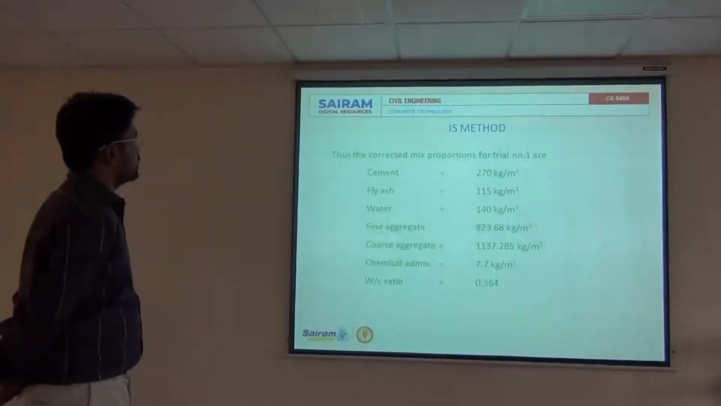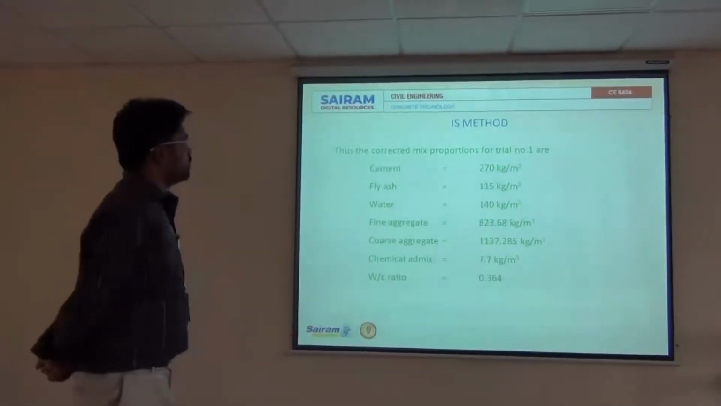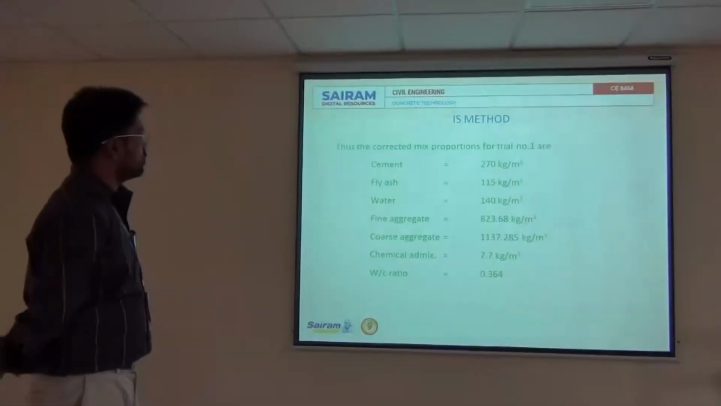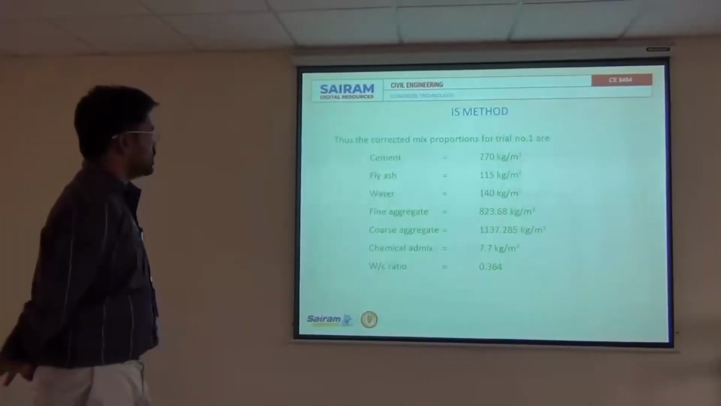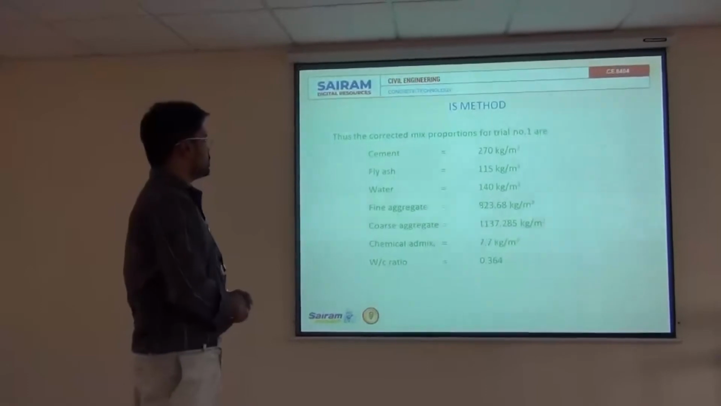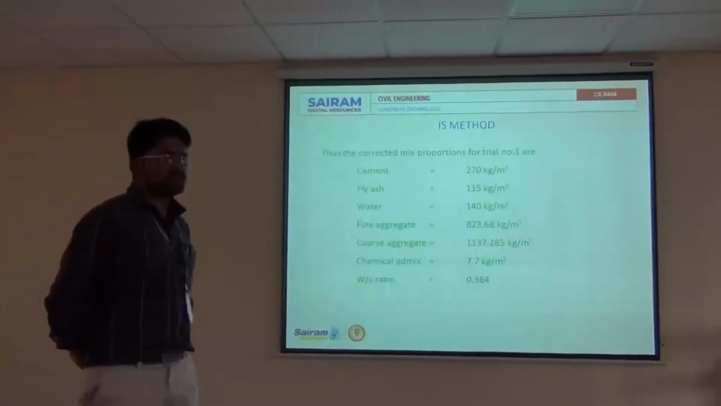So finally the corrected proportion arrived is: cement 270 kg per meter cube, fly ash 115 kg per meter cube, water 140 kg per meter cube, fine aggregate 823.68 kg per meter cube, coarse aggregate 1137.285 kg per meter cube, chemical admixture 7.7 kg per meter cube, and the final water cement ratio is 0.364.